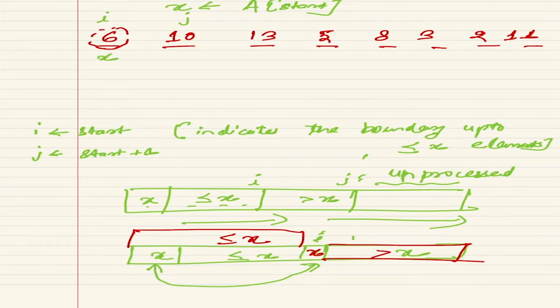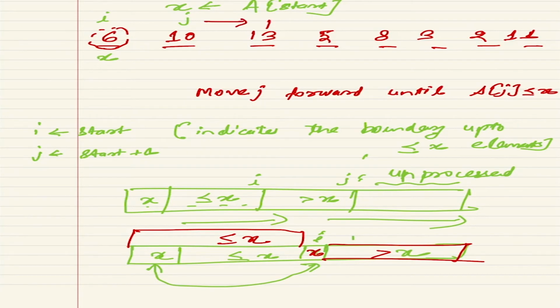Now the question is, how do I move the indices? That's quite easy. You start with I and j. And j will indicate all the elements that are greater than x. As long as you are finding that, you move j forward until you find something like A[j] is less than or equal to x. So I can keep moving j, yes, greater than x, not a problem.